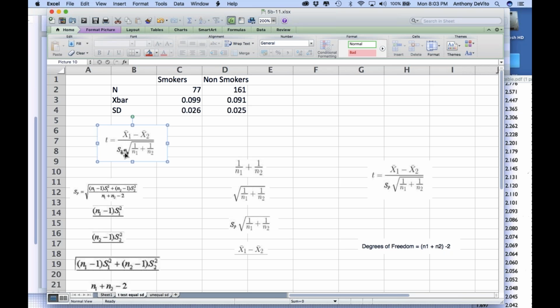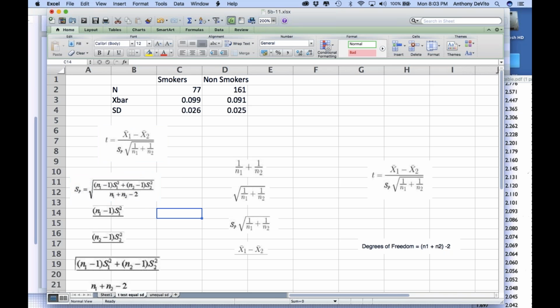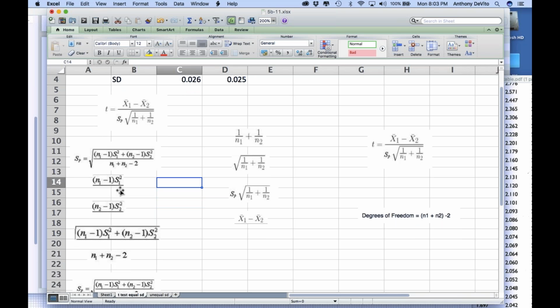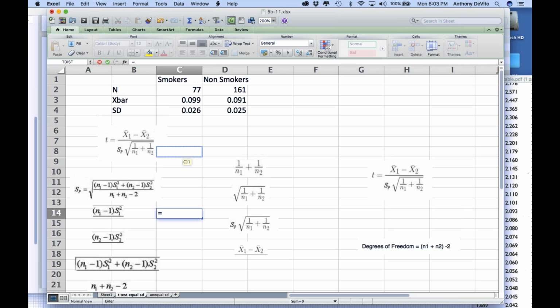I just took the formula. This is the formula for the pooled standard deviation right here. I want to actually do that calculation. There's a lot going on in there, so I'm going to do it step by step. First thing I'm going to do is this part over here. I extracted it here. This is equal to the sample size minus 1, which is equal to 76, times the standard deviation of that group, which was this number here, 0.026. And it comes out to that.